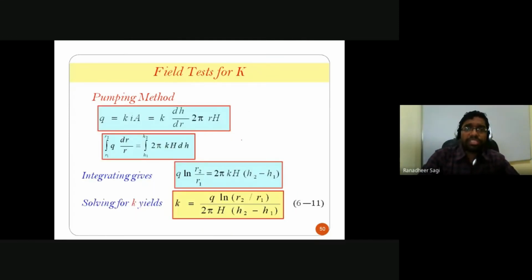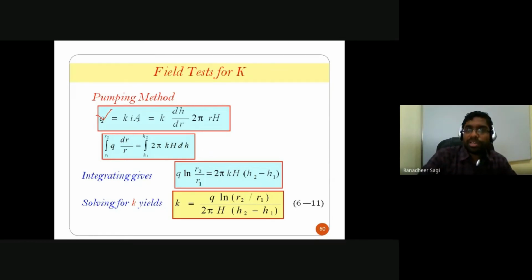Now, my objective is once again to calculate the coefficient of permeability of the soil. Now, how do I calculate the coefficient of permeability? Let me start writing down from the basic fundamentals again. So, flow rate I can write as K into I into A, where K into I is nothing but the velocity with which the flow is happening into the borehole through the soil.